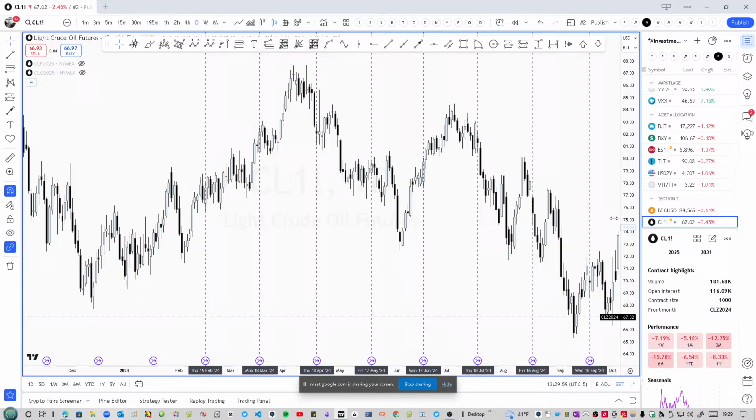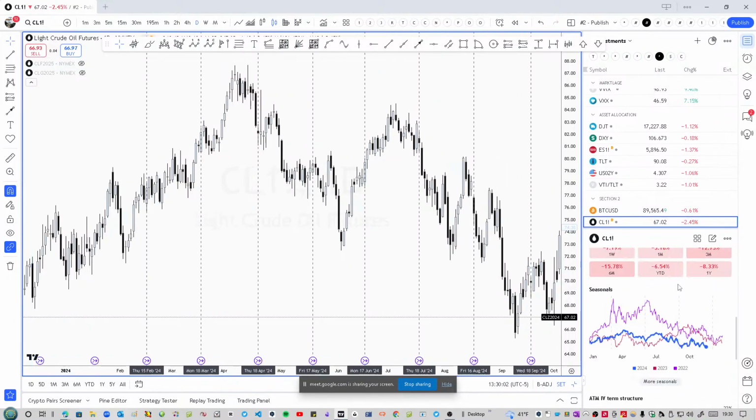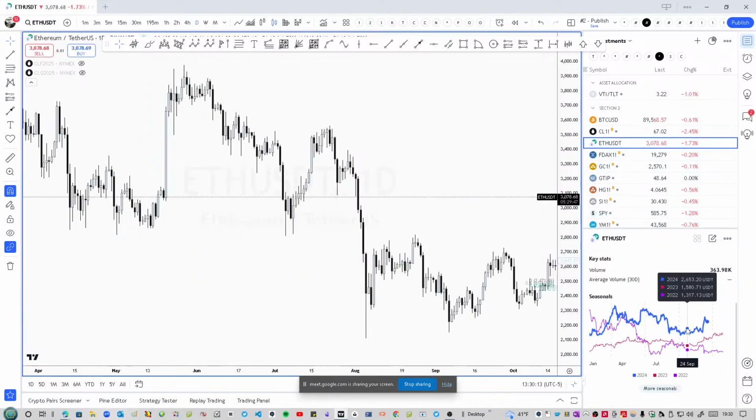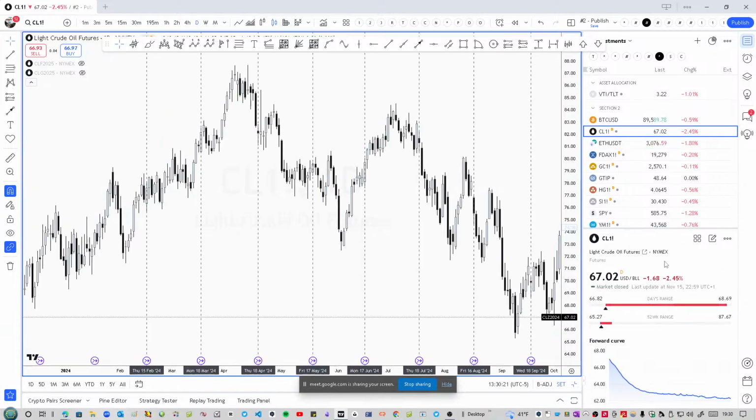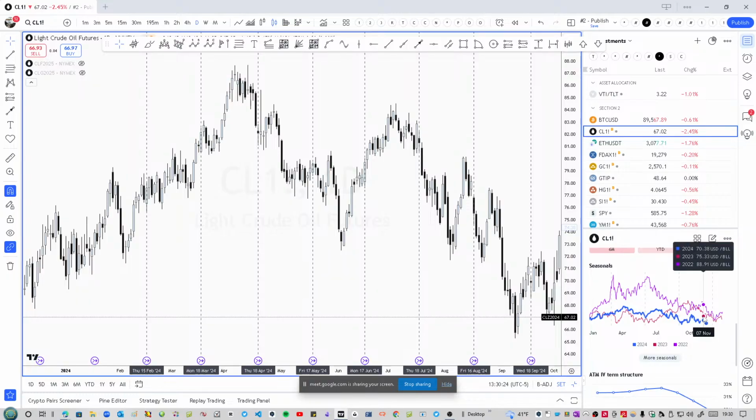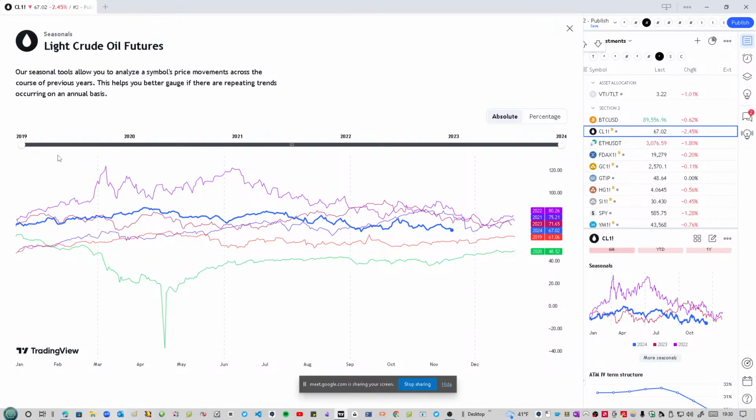Actually, that is really cool here in TradingView now, that you can see the seasonalities of every asset. This is now for crude oil, but I can also go into Ethereum. This is actually level 3 stuff. But now a quick introduction to seasonalities. If you click here on more seasonality, okay, they only have 4 years here for crude oil, but what you will probably see is that generally around this time of the year, crude oil comes down.